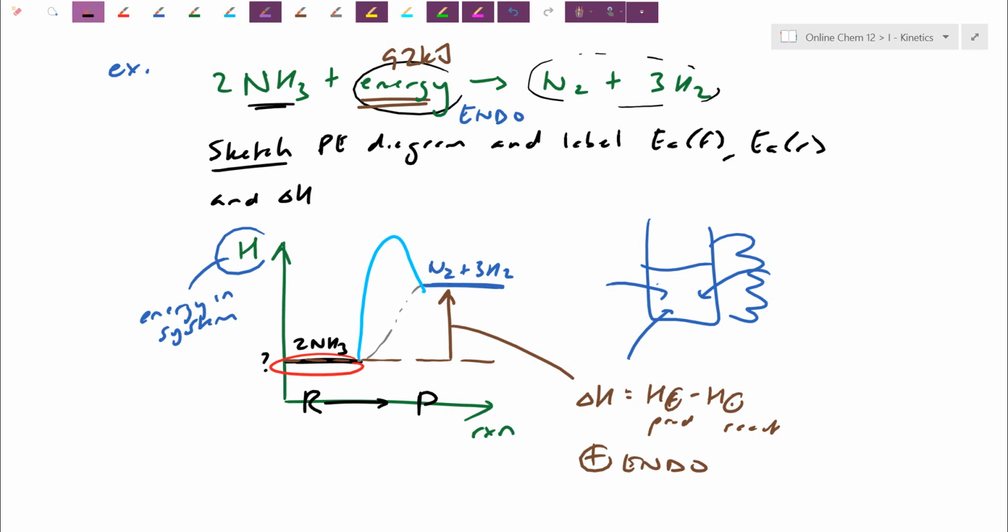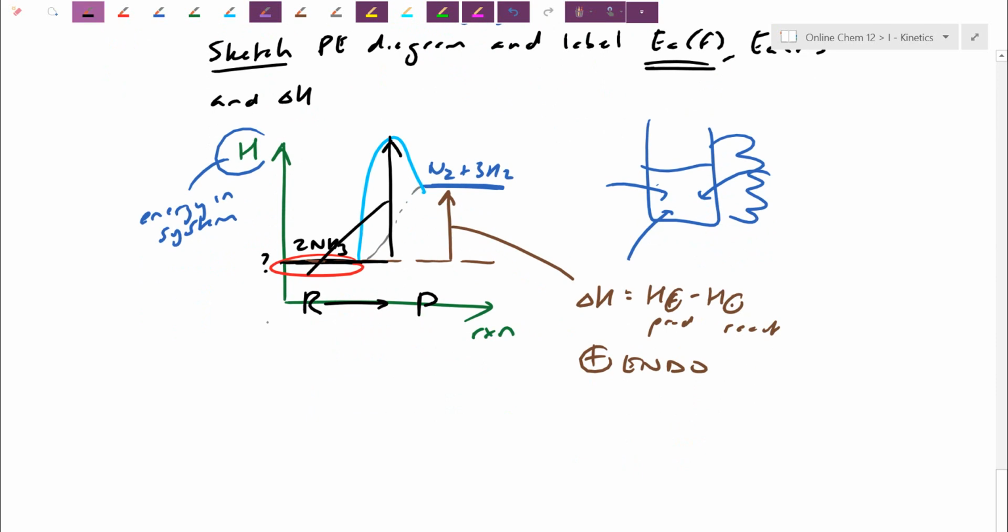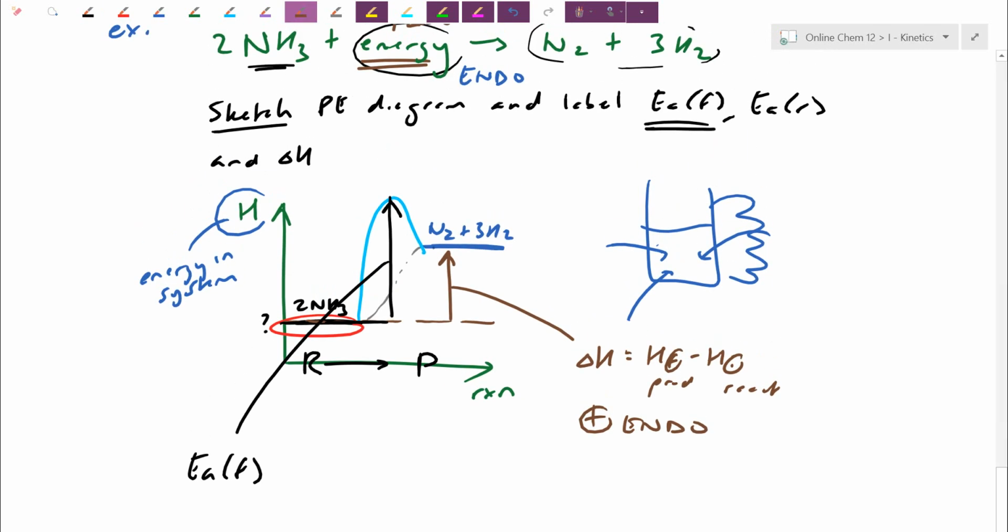So at this point, I can label the EA forward. The EA forward is from the reactants. Forward means left to right, pointing towards the top of the hill. EA is always a positive value. So this is EA in the forward direction. What's EA in the reverse direction? Well, in my reverse direction, I'm already yay high in terms of energy. I'm going to still point towards the activated complex. And this one here will now be called EA reverse.